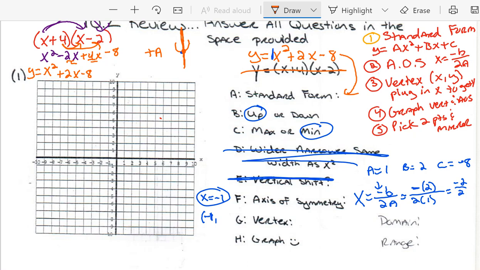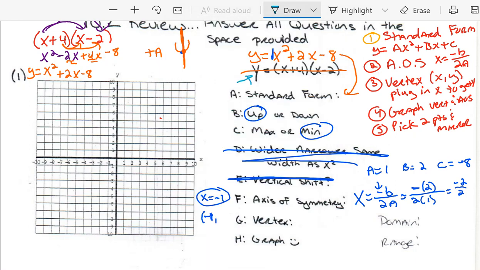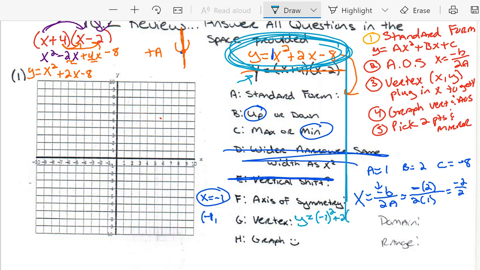We plug x into the original equation. So, I'm sorry, when I say original, you could technically plug it into the one that's not multiplied out, but I'm going to plug it into the one we used to get it in standard form. So I'm going to plug it in there. So it'll be y equals, again, instead of x, I'm putting in negative 1 squared, plus 2 times negative 1.